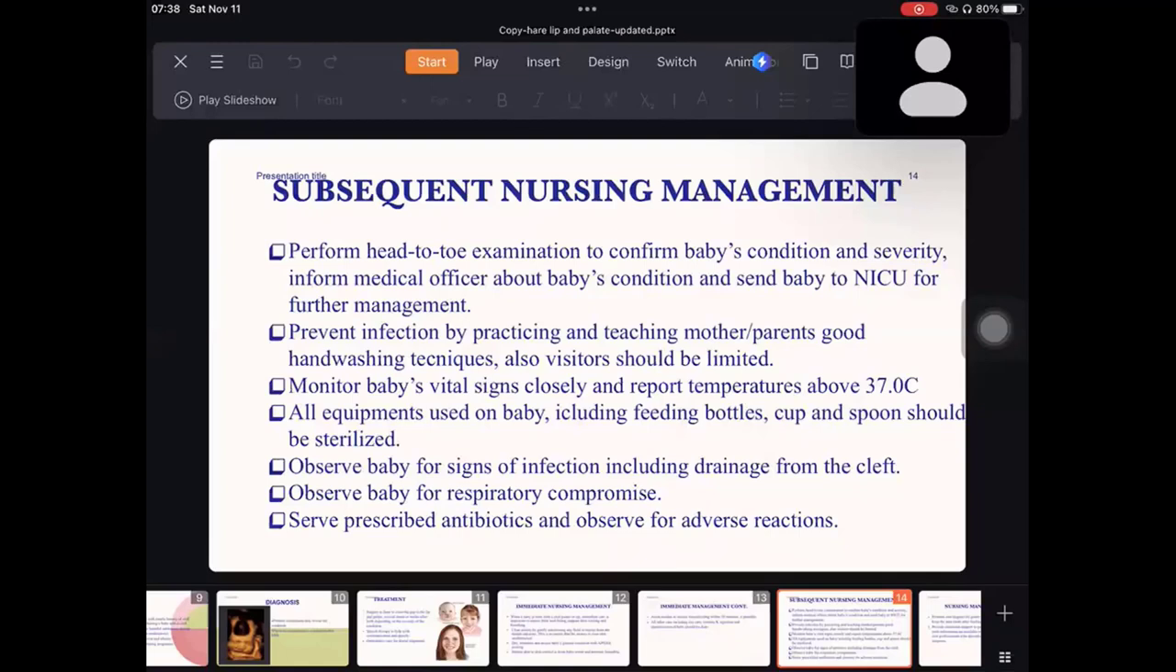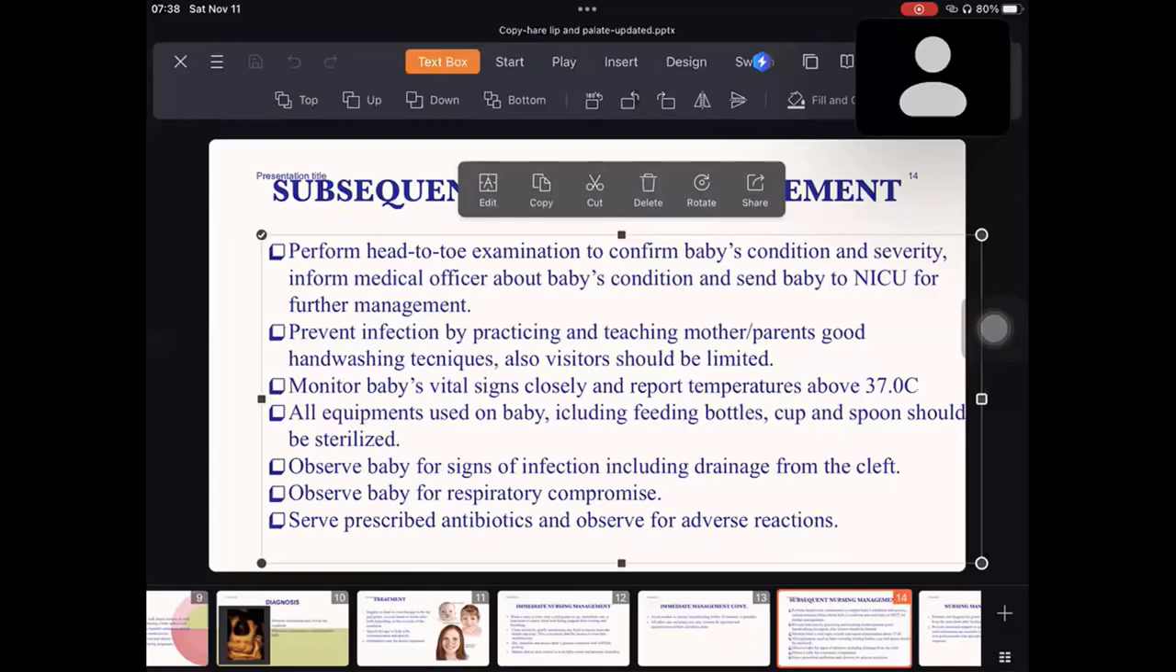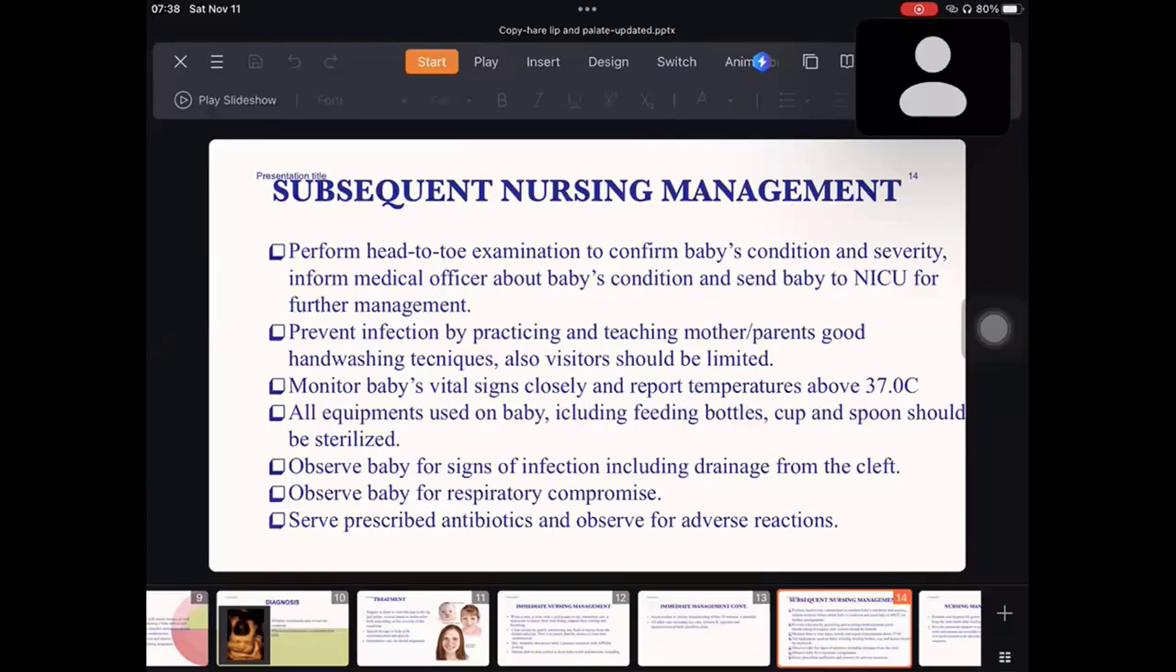And all equipment used for the baby, including the feeding bottles, the cup, and the spoon, should be well sterilized to prevent introducing infection to this baby or this neonate. And you observe the neonate for signs of infection, including drainage from the clefts. So we want to make sure that there's no drainage or food coming from the space between the nose and the lip, or any leftover breast milk that we give, nothing stuck in between them that can harbor infection.